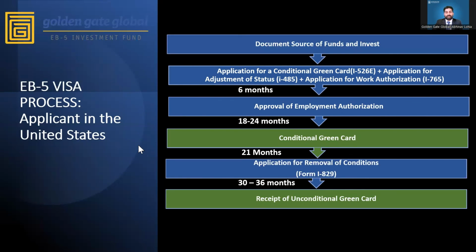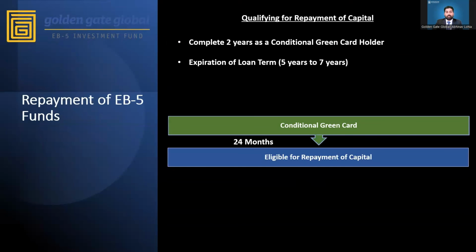Now, we understand that the EB-5 visa program is not only about immigration. It is about preserving your capital and repaying it when the time is due and you're eligible. To be eligible to receive your EB-5 funds back, 2 criteria need to be achieved. 1, you should complete 2 years as a conditional green card holder. And second, since your funds go in the form of a loan in an EB-5 project, that loan term needs to expire. Typically, the loan term is a minimum of 5 years and can be extended to 7 years.